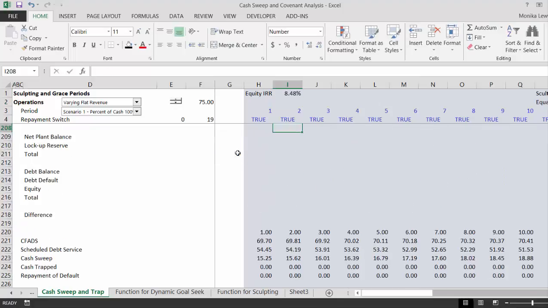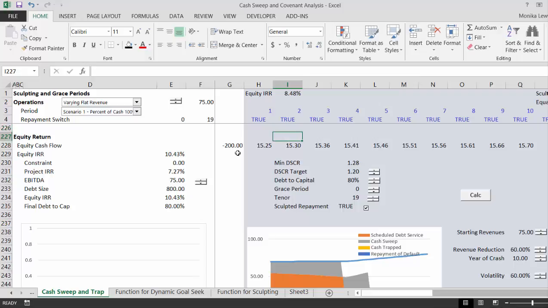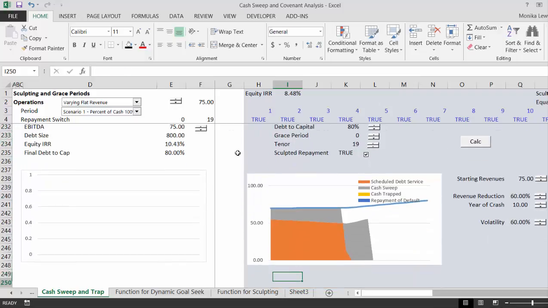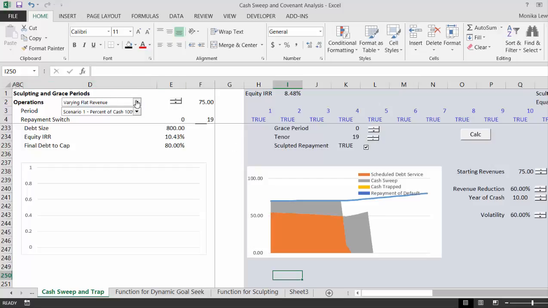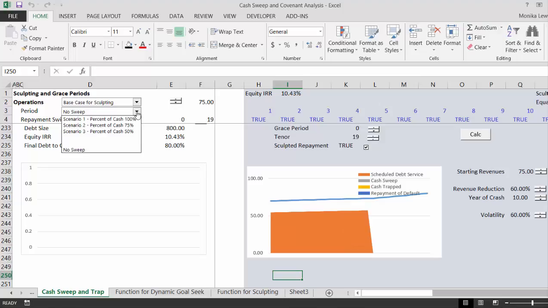I'm not even showing the equity IRR on the base case, although I suppose we could do it here. It would be this one. So, with no sweep, we get 10.4%. With a 50% sweep, it goes down to 9.8, and then keeps going down. Oh, that was different. You know, I'm so dyslexic, I almost didn't see it.